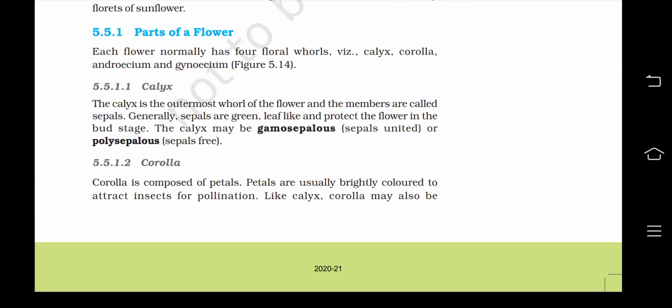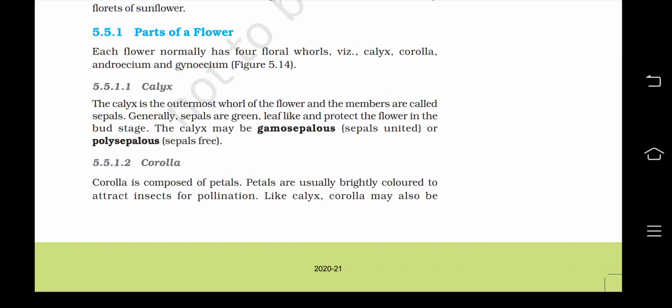Calyx. The calyx is the outermost whorl of the flower and the members are called sepals. Generally, sepals are green, leaf-like and protect the flower in the bud stage. The calyx may be gamosepalous, sepals united, or polysepalous, sepals free.